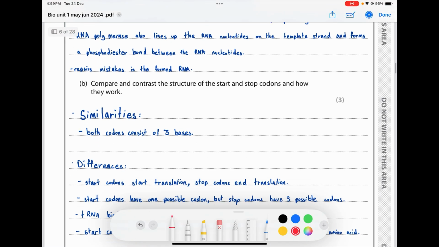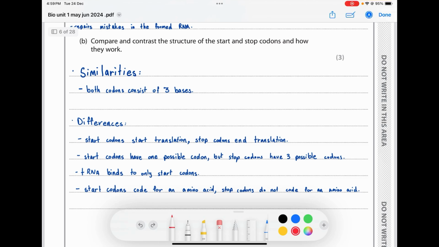Now we have compare and contrast the structure of the start and stop codons and how they work. So similarities, both codons consist of 3 bases.